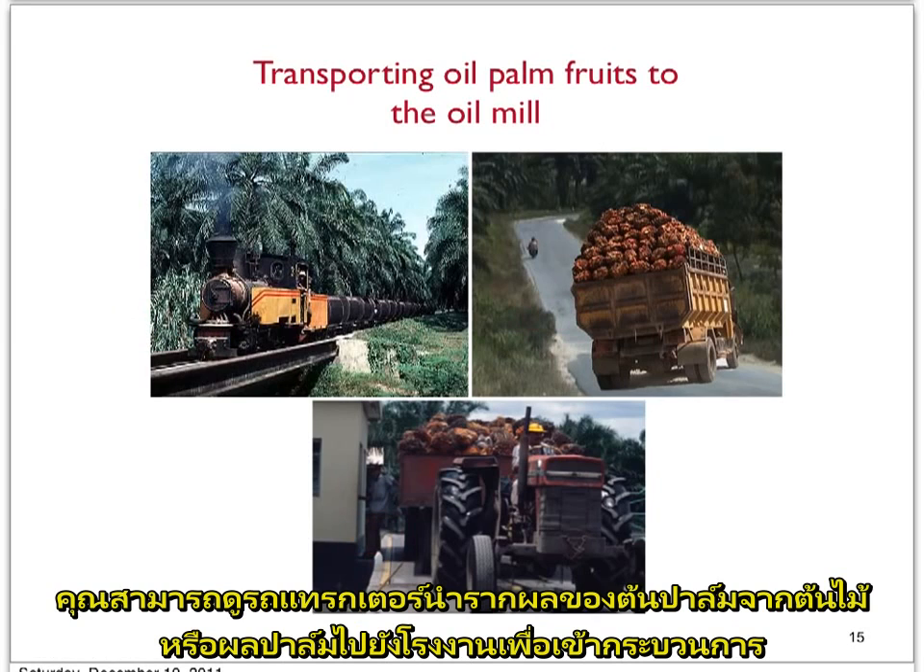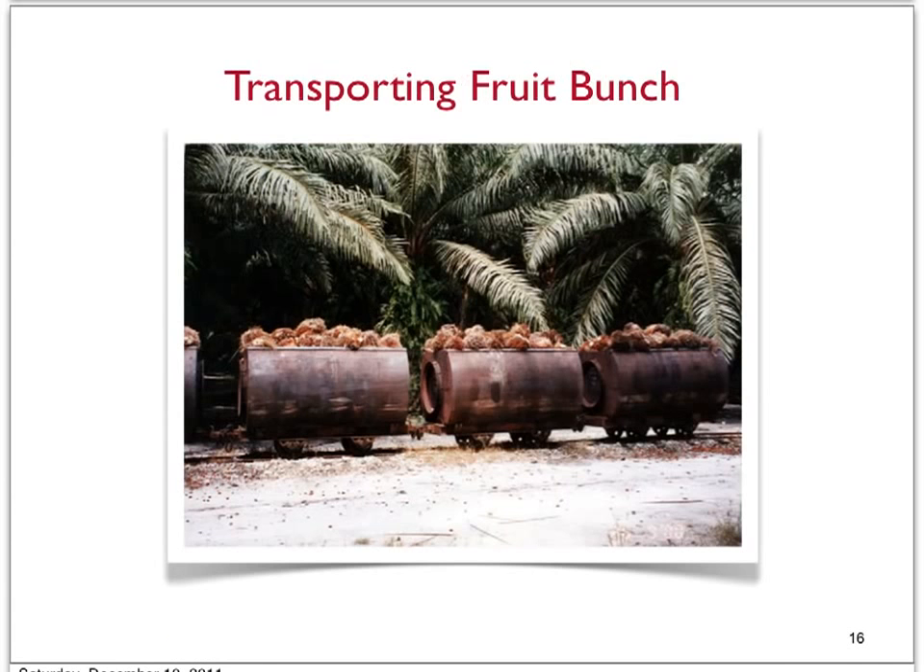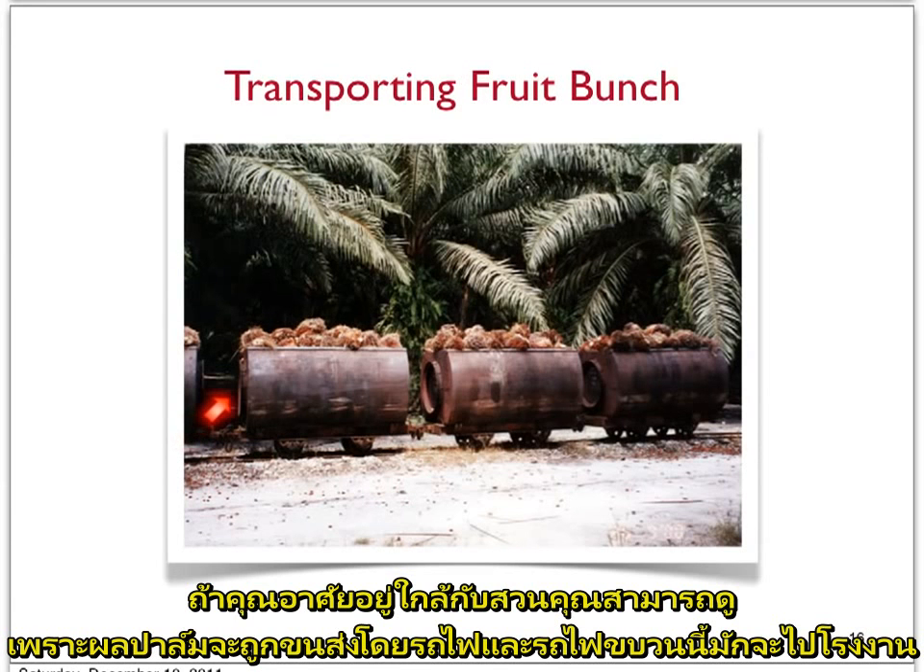As you can see here, the tractor brings a full load of oil palm fruits into the factory to be processed. If you live near the plantation, you can sometimes see the fruits being transported by train, as in this case, and this train will go to the factory.